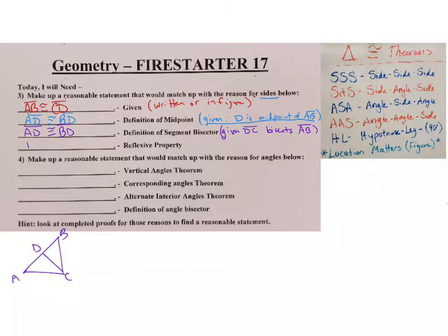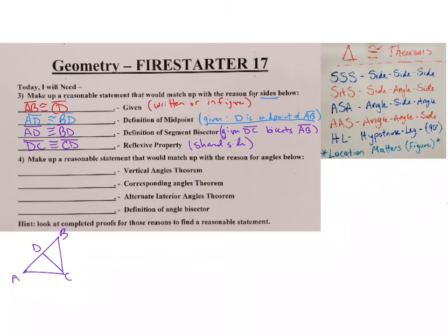To continue on with this example, if I said DC is congruent to CD, well, we have to see a shared side. So look, all those ones have to be side statements, and they have to have given information to back them up.